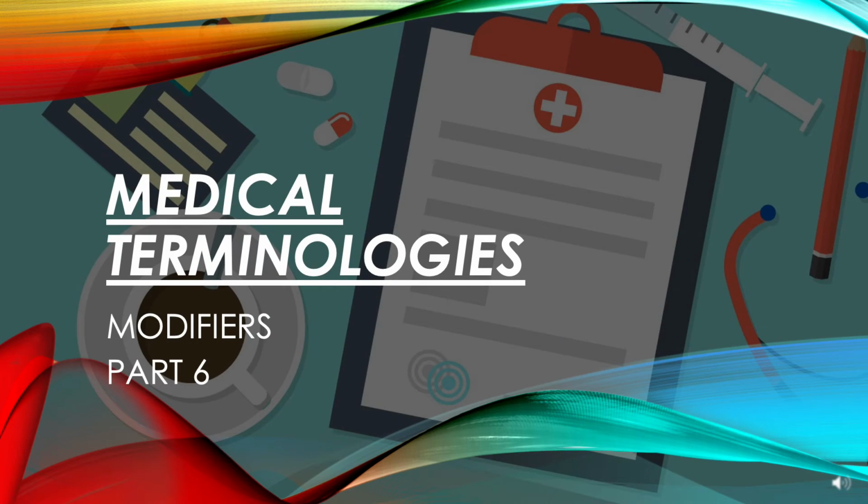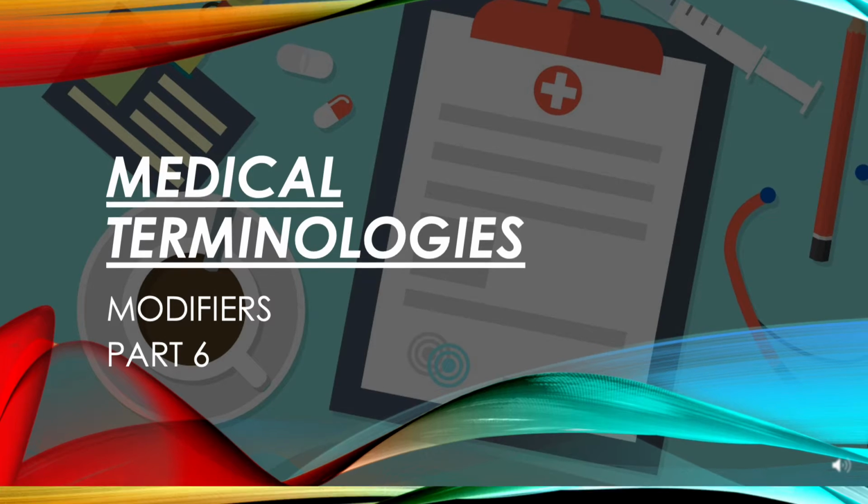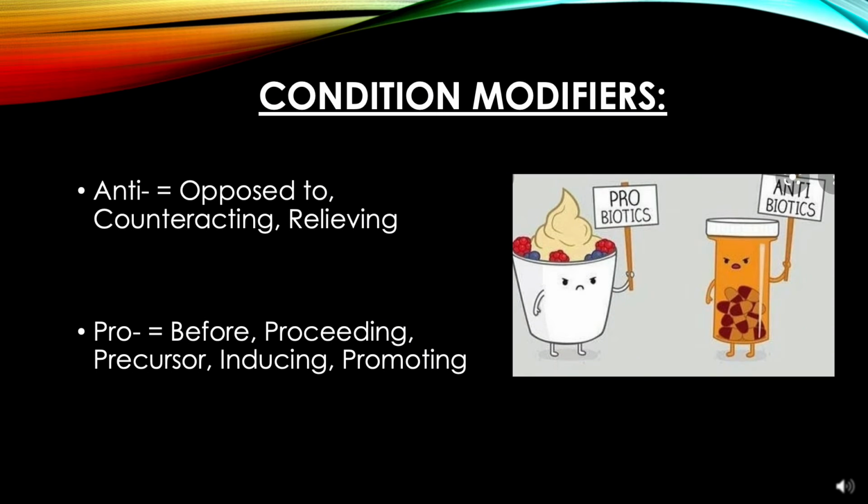Part 6 of Medical Terminologies describes different examples of medical modifiers. First, medical modifiers are related to conditions. Anti refers to opposed to, counteracting or relieving, and pro refers to before, preceding, precursor, inducing or promoting, for example probiotics or antibiotics.